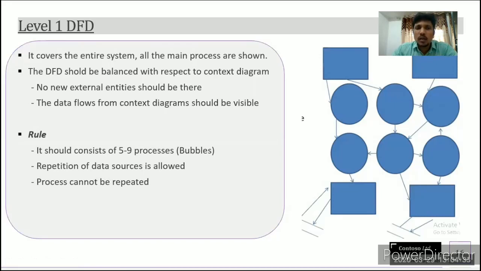The basic rule for creating a level 1 DFD is that it should consist of 7 plus or minus 2 processes only. That means you should have a minimum of 5 bubbles or a maximum of 9 bubbles in your level 1 DFD. Repetition of data stores is completely allowed, but one process cannot be repeated in the same way in a level 1 DFD.